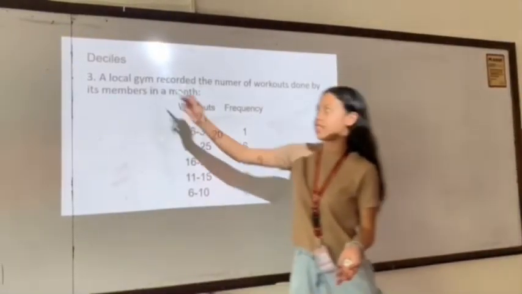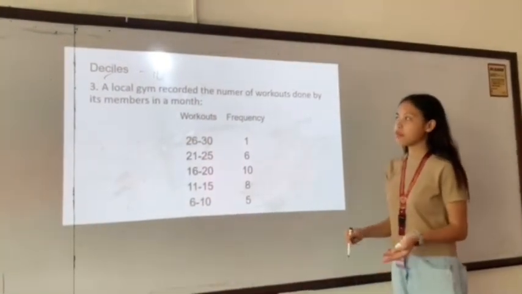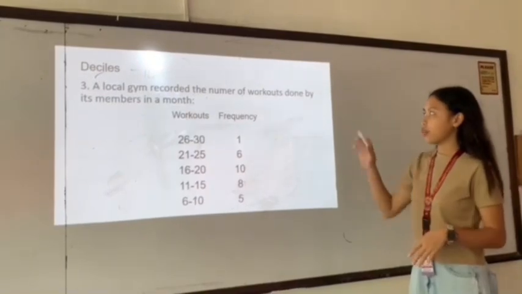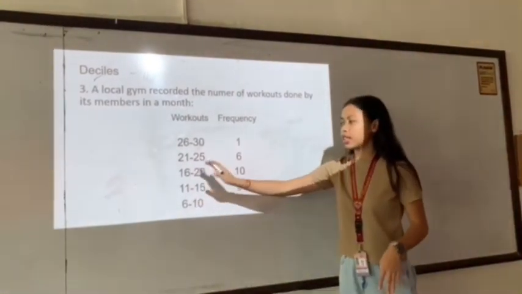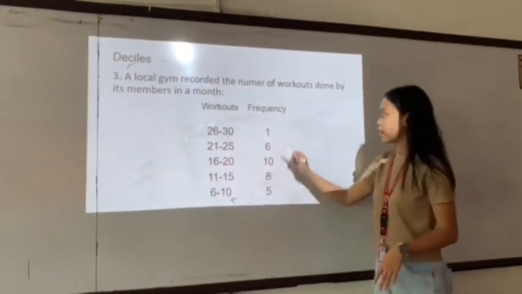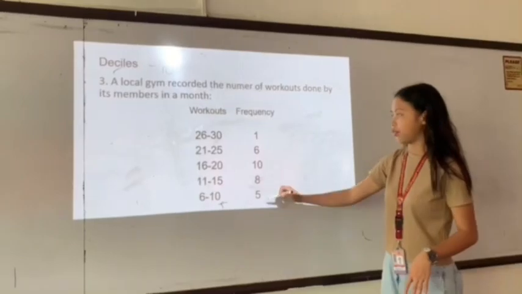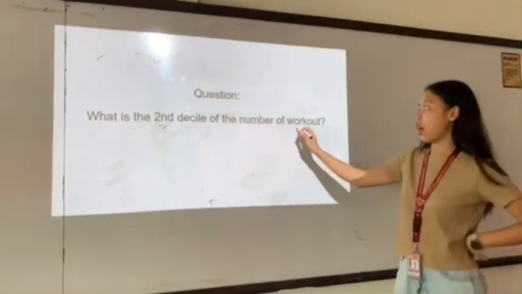Next would be the deciles. The deciles divide the data into 10. So the problem here is: a local gym recorded the number of quartiles done by its members in a month. So there are 6, 10, 11, 15, 16, 20, 21, 25, 26, 30. The interval is 5, and the frequencies are 1, 6, 10, 8, 5. The question is, what is the second decile of the number of quartiles?